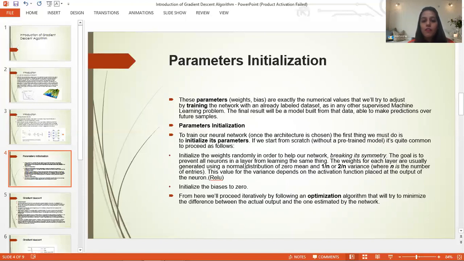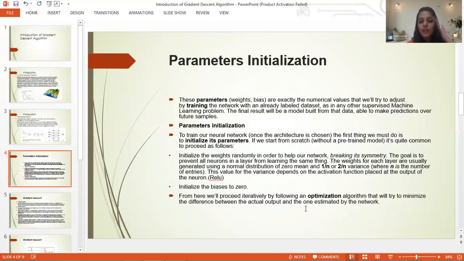Our goal is to prevent all neurons in a layer from learning the same thing. The weights for each layer are usually generated using a normal distribution with mean 0 and variance 1 upon n, or 2 upon n. The variances differ and it all depends on your model, right? What you want to predict. So this value for the variance depends on the activation function. And in the gradient descent algorithm, we also use the rectified linear unit activation function. Okay, so initialize the bias to 0.